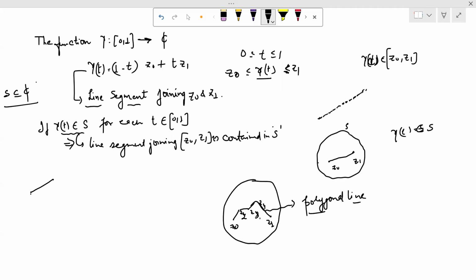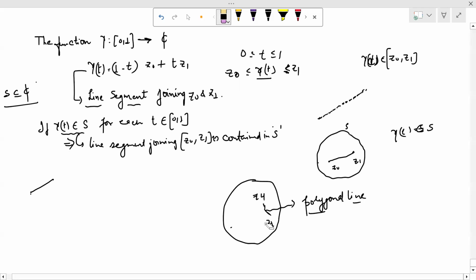Now you have to define individually these small segments. It is called a polygonal line. Is that fine till now? These are all definitions, don't worry. This is not a straight line, clearly. This is called a polygonal line. क्या कहते हैं इसको? It is called the polygonal line.